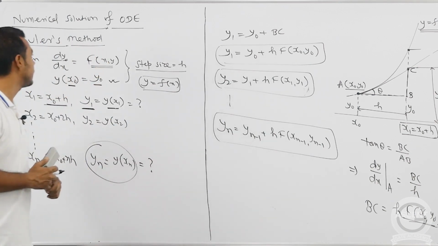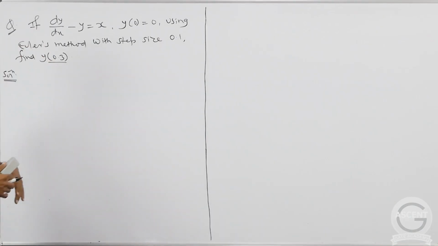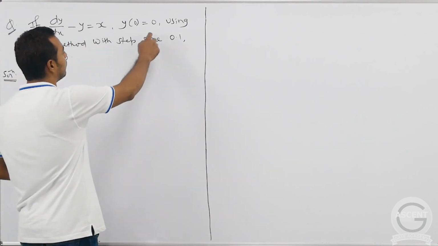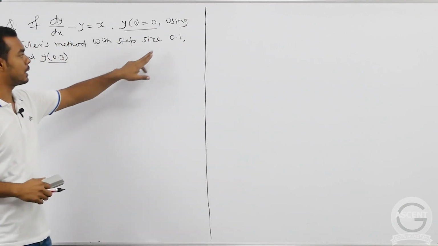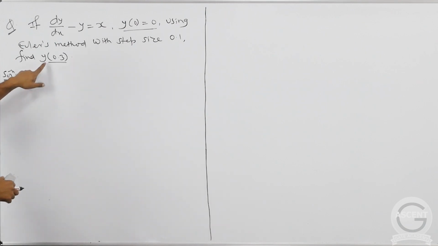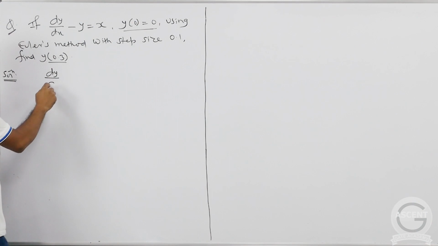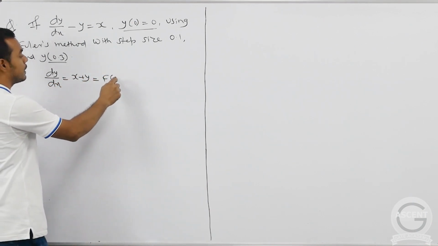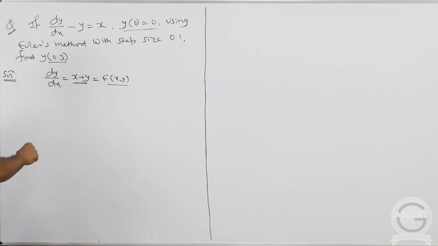Now with the help of one example, we will see how to solve a problem based on Euler's method. Our first problem on Euler's method is this: the differential equation dy by dx minus y equals x is given. When x is 0, the value of y is 0. Using Euler's method with a step size of 0.1, we have to calculate y of 0.3. First of all, we have to write the differential equation in standard form. So dy by dx will be x plus y, and this x plus y is nothing but f of x, y.